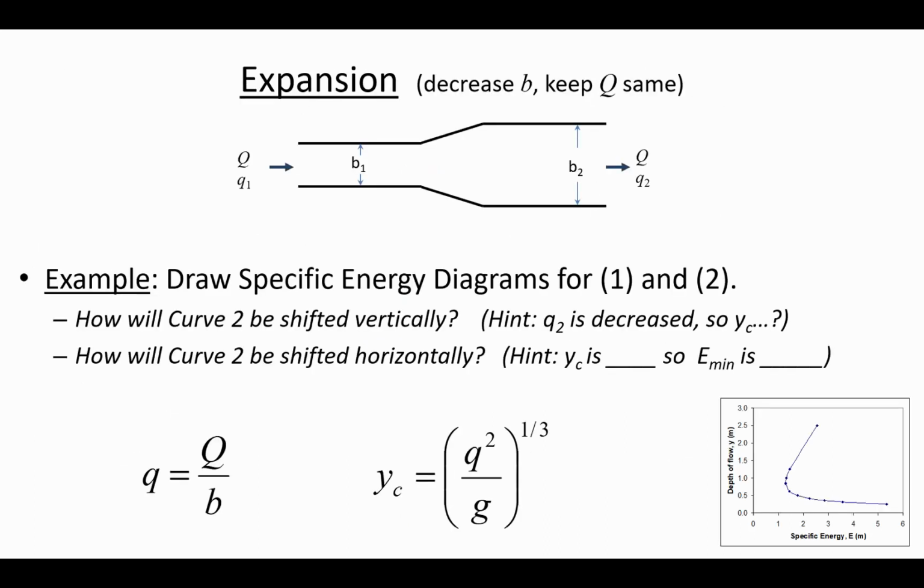So here's the case of the expansion. We talked about contraction earlier. Expansion is similar. You have a flow per unit width at 1 and a different flow per unit width at 2, because if the channel is getting bigger, if B is increasing, that means now you're dividing uppercase Q by a larger number, so q2 will be less. So think conceptually, what is that going to do to the specific energy diagram?